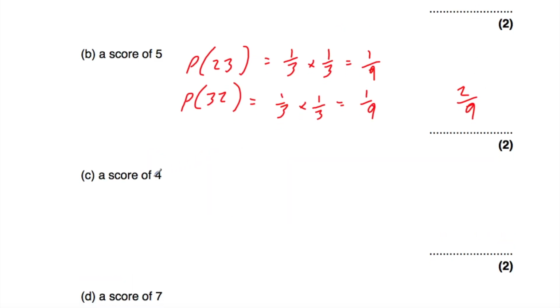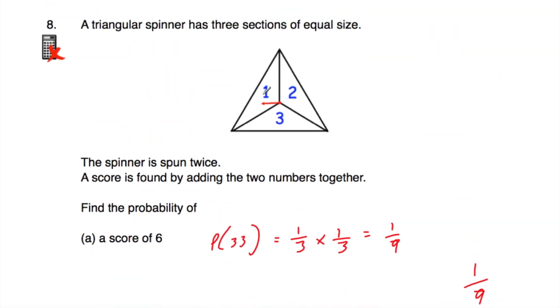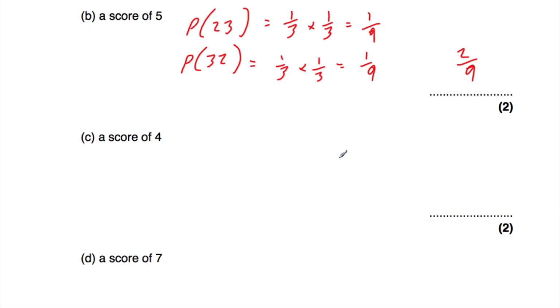Okay, and then part C. Part C says the probability of getting a score of 4. So looking at the spinner, well, to get a 4, we could get a 2 and then a 2, or a 1 and then a 3, or a 3 and then a 1. So there's 3 different ways to do that. So we're going to get the probability of getting a 2 and then a 2, the probability of getting a 1 and then a 3, and the probability of getting a 3 and then a 1. And then we'll add those probabilities together.